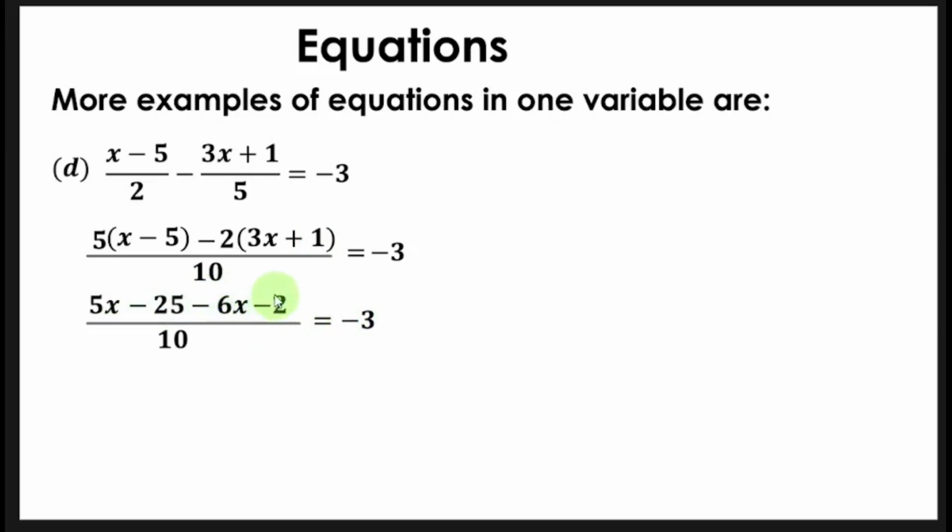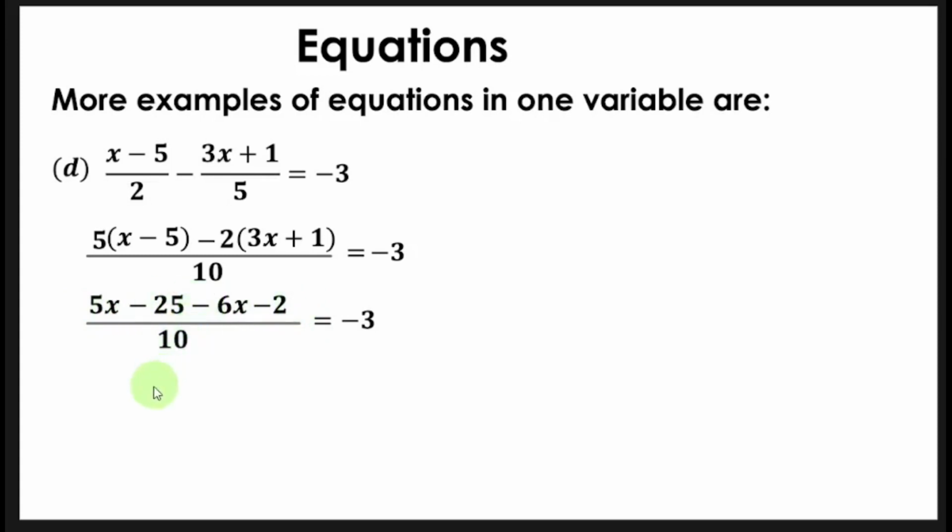Now you notice here we have negative 2 and negative 25. Since they are numbers, some of you might be tempted to shift this one here and this one. No. Since they are still under this division line here, you cannot do that. So you just add them as they are.